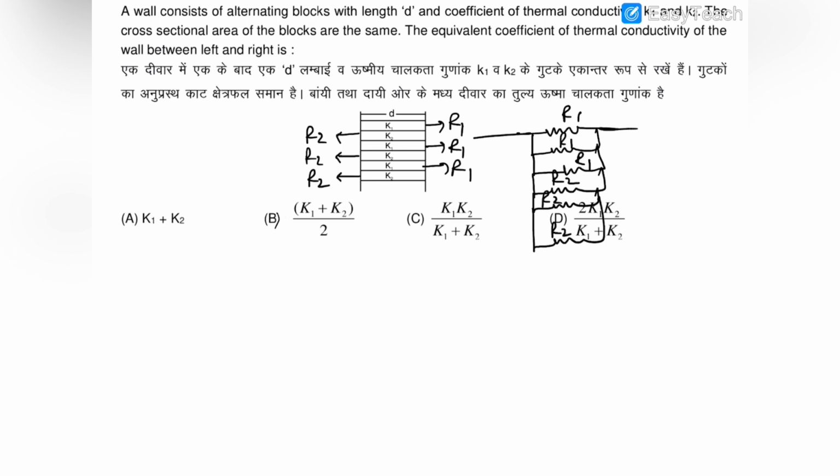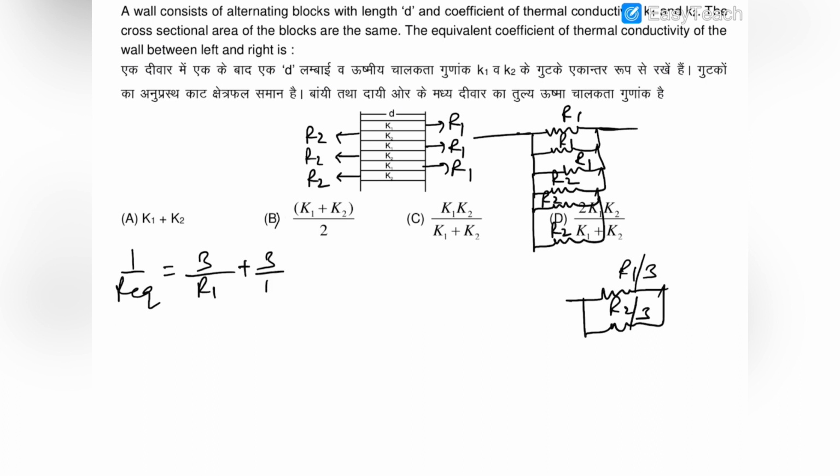So the equivalent resistance of this system would be the combination of this one. I can write that 1 upon R equivalent will be equal to, you can see that R1, R1 and R1 are in parallel, so their equivalent would be R1 by 3. So you can use a single resistance of R1 by 3 and R2 by 3. So this would be 3 upon R1 plus 3 upon R2.